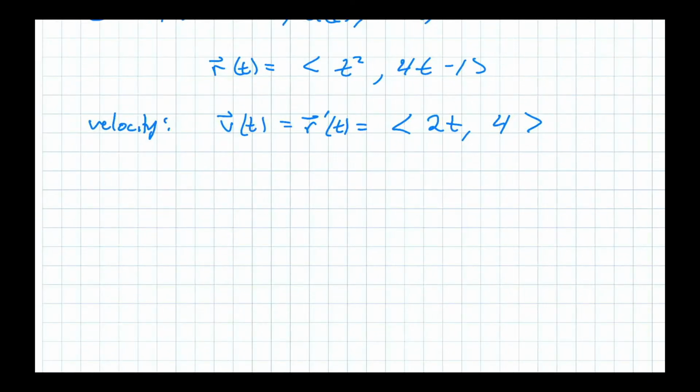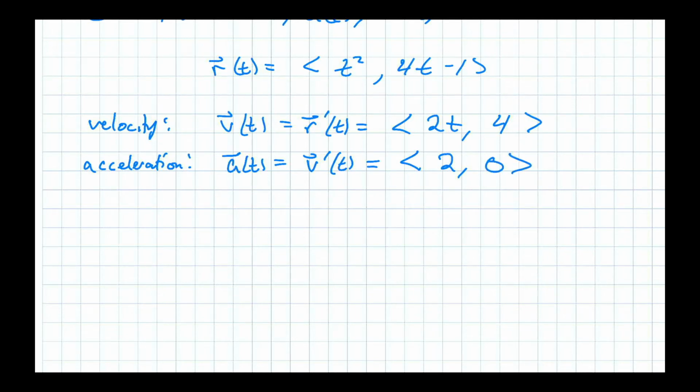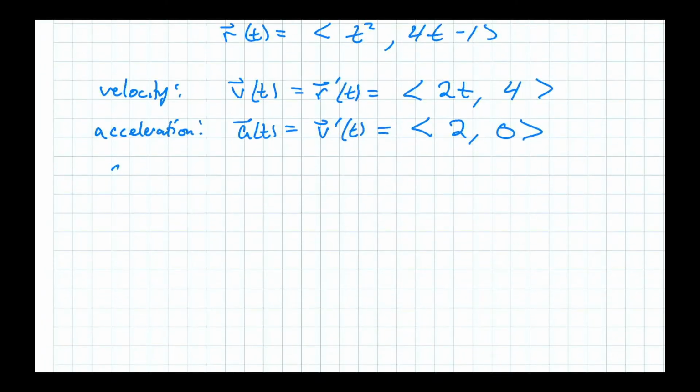Okay. And then we have acceleration, a of t. And we know that the acceleration is going to be the derivative of velocity. So it's v prime of t. So we're going to take the derivative of this one. So the derivative of 2t with respect to t is 2. The derivative of 4 with respect to t is 0. So simple acceleration vector. And then we got speed.